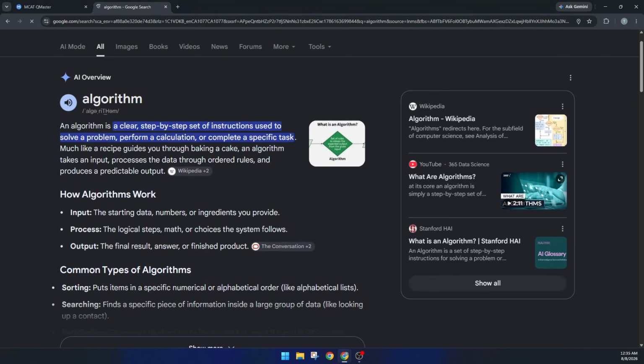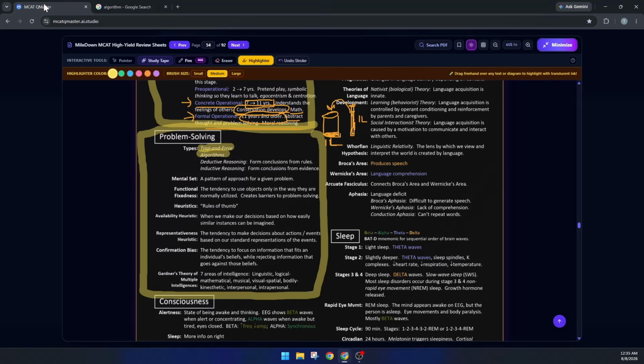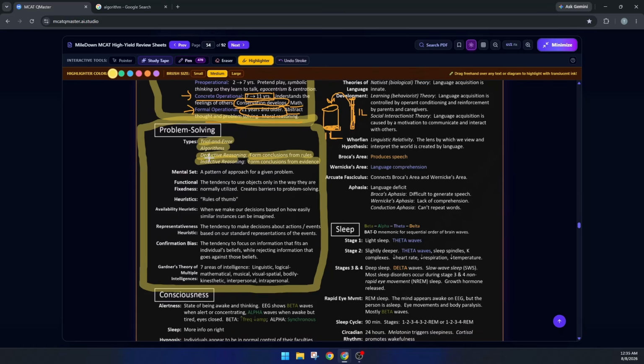Okay, here. Algorithm is a clear set of step-by-step instructions used to solve a problem, perform a calculation or a specific task. So it's very step-by-step. How do I get this? I have to do A, B, C to get to D. Okay, so that's an algorithm. Deductive reasoning, form conclusions from rules. Inductive reasoning, form conclusions from evidence. I recommend doing practice problems to help you understand, or figure out more examples for yourself to understand these terms. These two, especially.